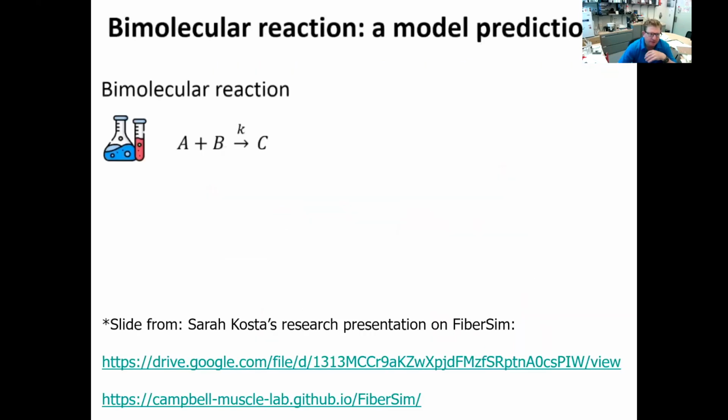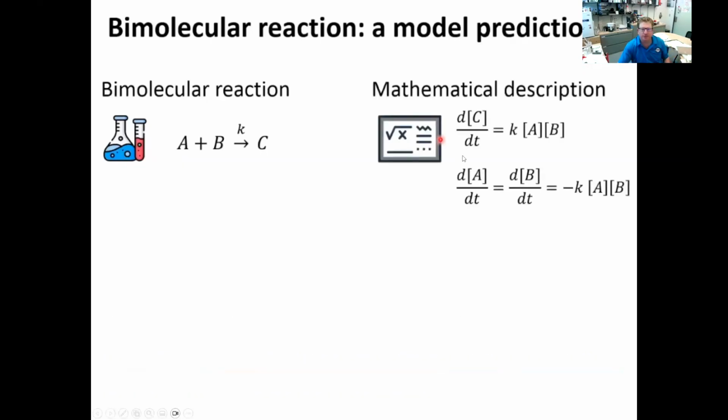And on the most simple level, I just thought maybe we could start with a biomolecular reaction. Imagine we were mixing two different things, substance A and B, and that's got some rate k that goes into C, for example, to make a third substance. And so you can write some differential equations that describe this. And so because A and B go into C, you've got that description of how that changes in time.